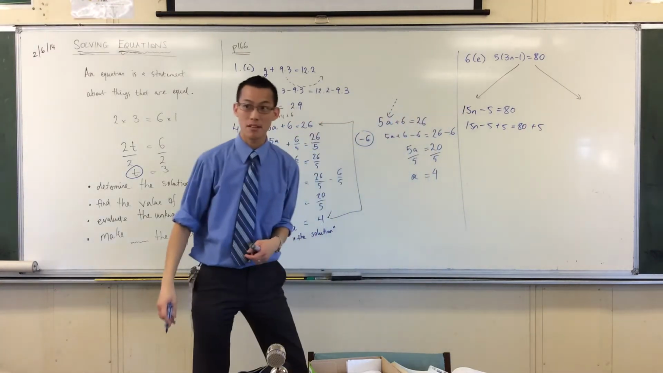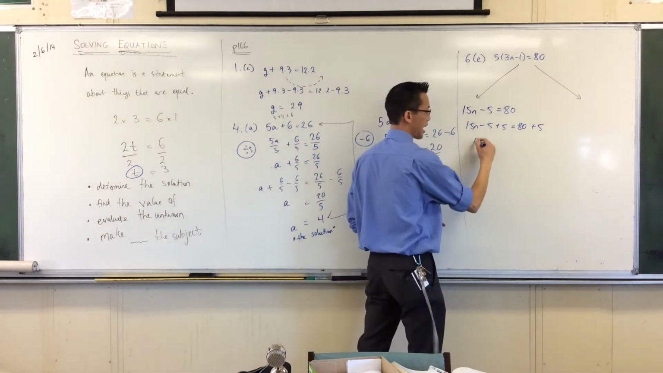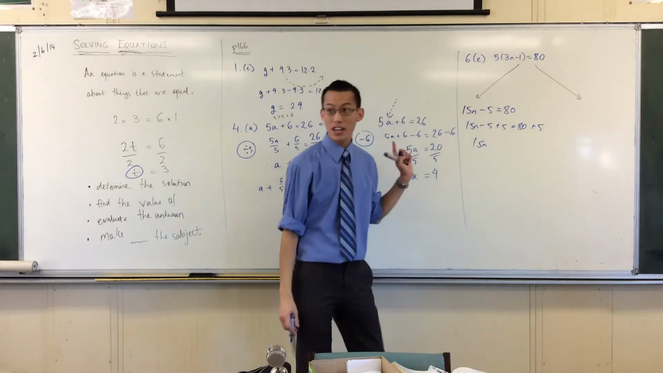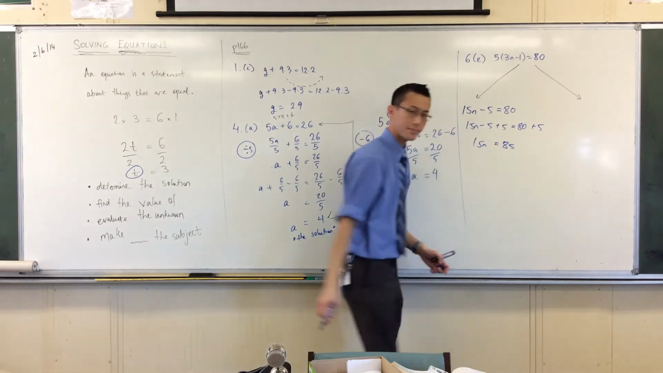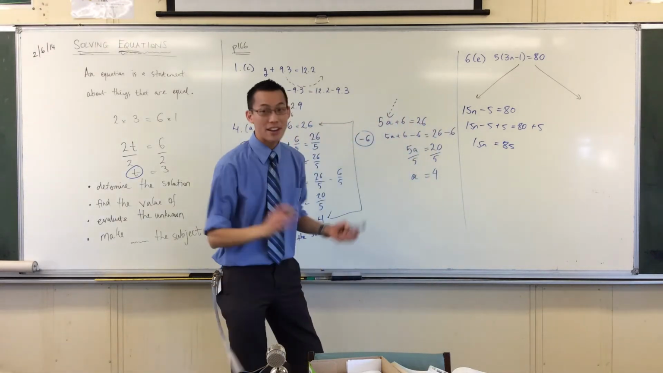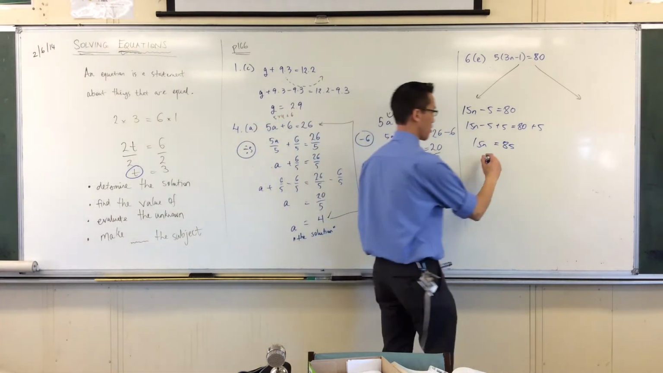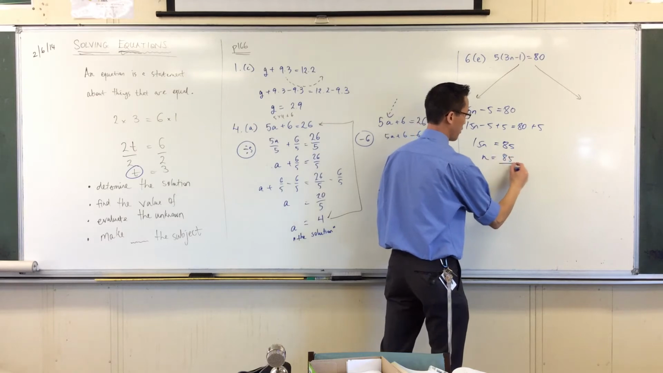Okay, can you see that? Right, so the 5s on this side are going to cancel, which leaves me that 15n, and you're going to get 85 on that side. 85 over 15. Now I just want the n on its own, so I'll divide by 15.